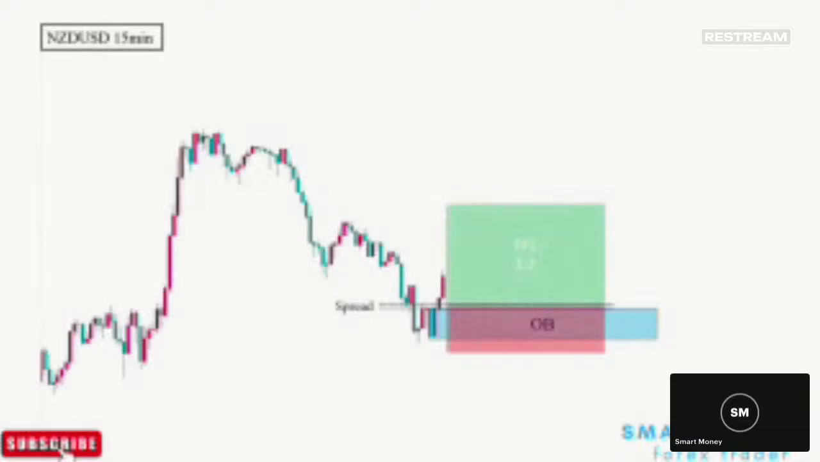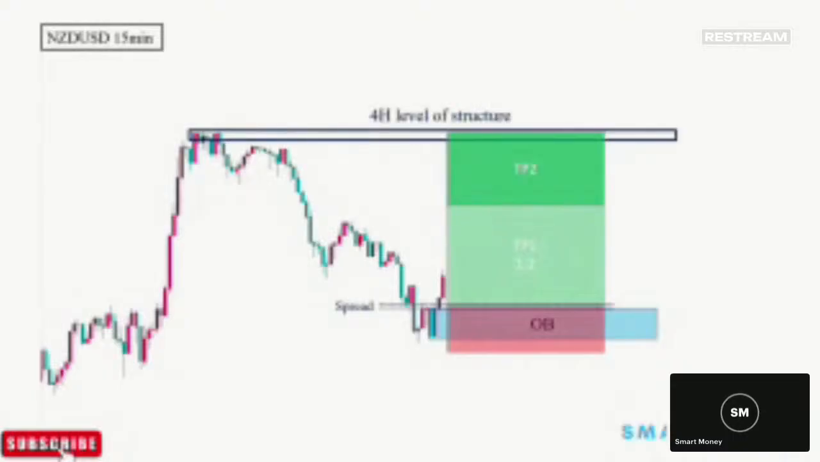We place our order a spread size above the order block and the stop loss a couple of pips below the lowest point of the zone. For the first TP, we could close half of your position when the price reaches your 1 to 2 target. This way, even if the price gets back and hits your stop loss, you are at break even.